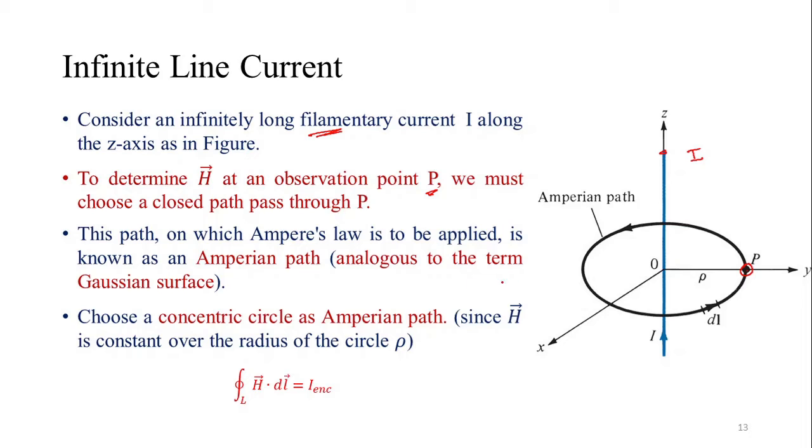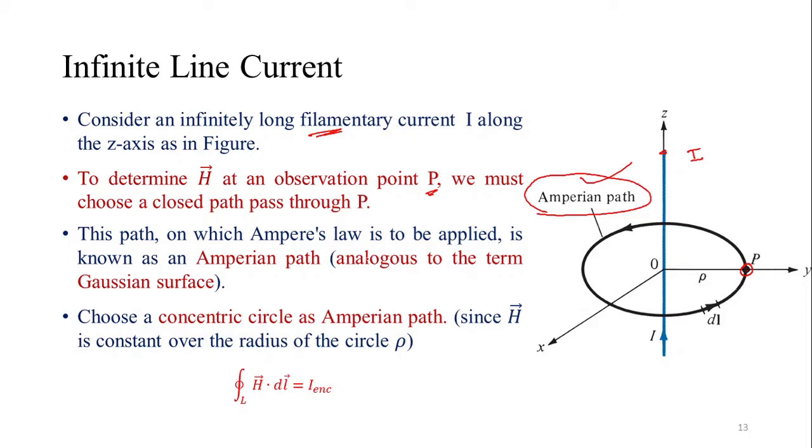Now in order to find the field at point P, we need to form an Amperian path around the conductor as per the Ampere circuital law. This path is known as the Amperian path, a closed path around the conductor. This is analogous to the Gaussian surface used in the Gauss law of electrostatics. Choose a concentric circle as the Amperian path.